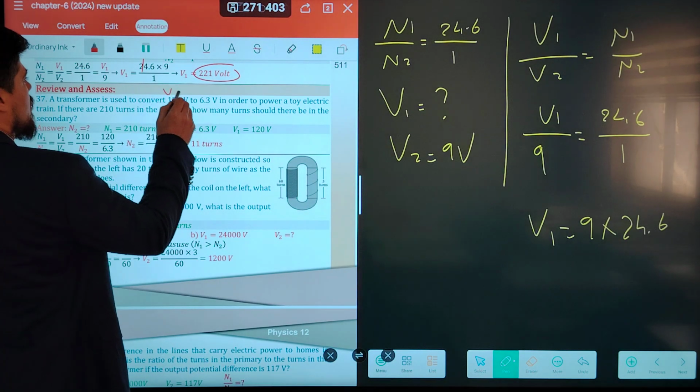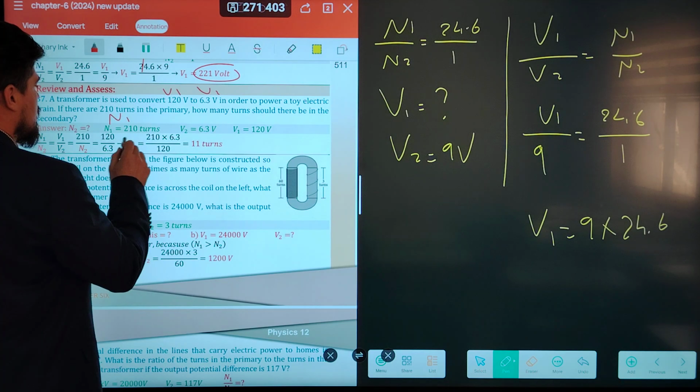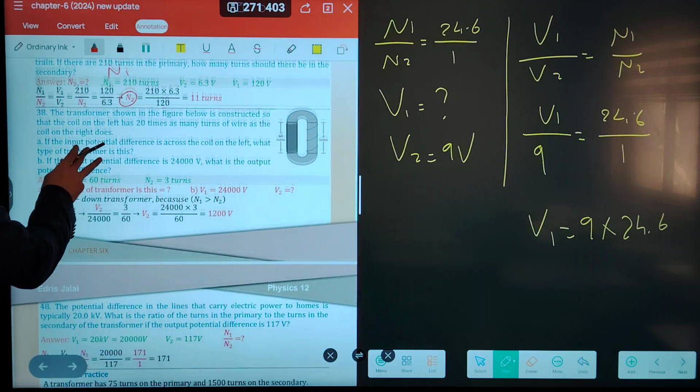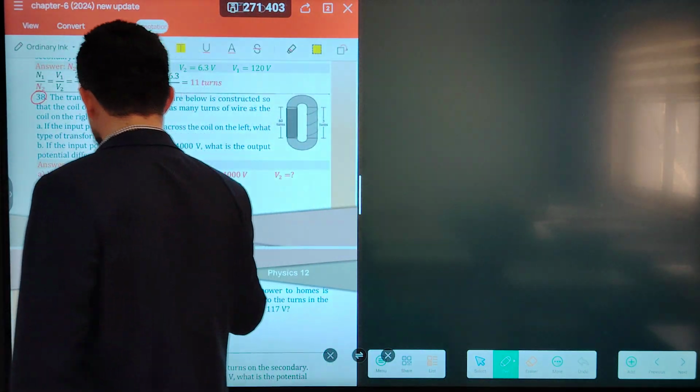Transformer is used to convert V1, V2. This is the number of turns in the primary. You can find the number of turns in the secondary coil easily. Okay. Question 38. Very good question, guys. Be careful. Question 38.